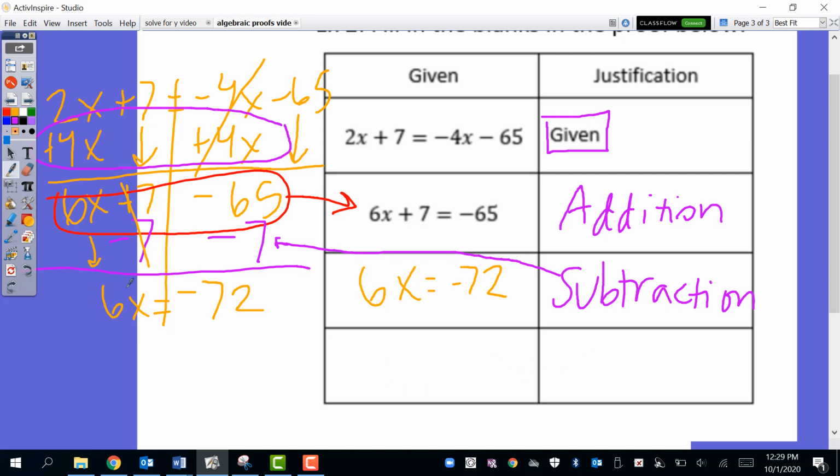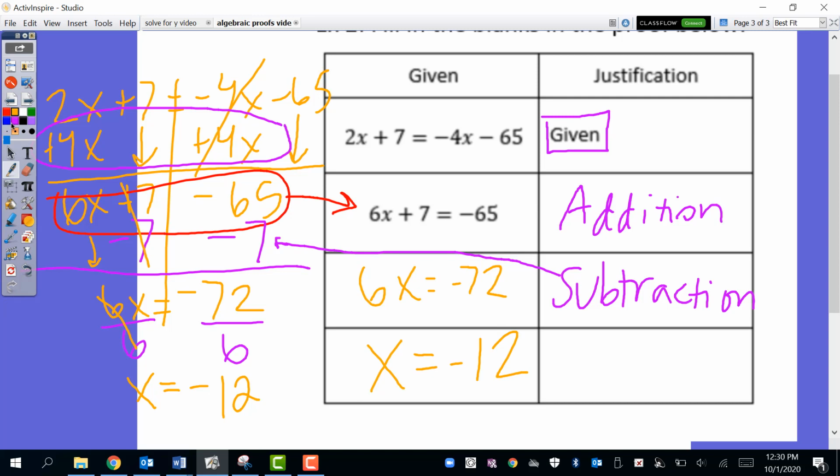How do I solve for x now? Well, I have 6x. How do I get x alone? I divide by 6. Divide by 6. And when I do that, 6 divided by 6 is 1. Leaves me with x equals negative 72 divided by 6. You would type that into Desmos, and it would tell you negative 12. So I'm going to put x equals negative 12 in the last box.